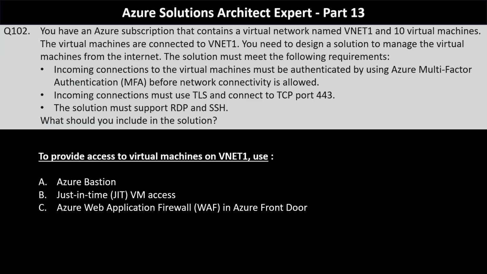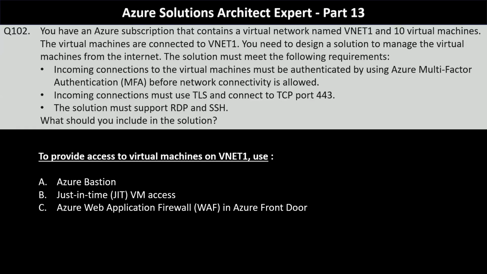Next question. You have an Azure subscription that contains a virtual network named VNet1 and 10 virtual machines. The virtual machines are connected to VNet1. You need to design a solution to manage the virtual machines from the internet. The solution must meet the following requirements. Incoming connections to the virtual machines must be authenticated by using Azure multi-factor authentication before network connectivity is allowed. Incoming connections must use TLS and connect to TCP port 443. The solution must support RDP and SSH. What should you include in the solution?